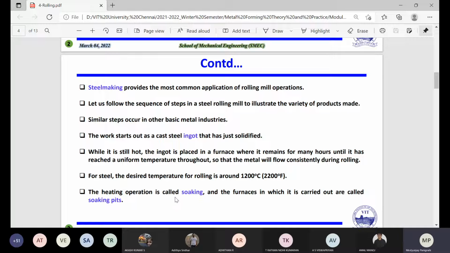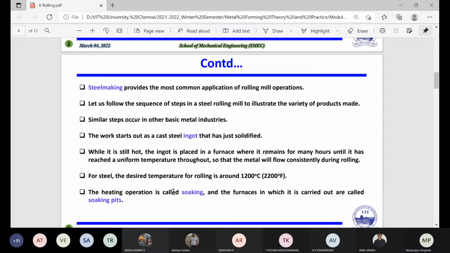Whatever ingot you are getting from the steel plant or from the steel making furnace, you put it in the furnace, and that process is known as soaking. And the furnace in which it is carried out is called the soaking pit. Is it clear? So the operation is known as soaking, and the furnace where you do the soaking is known as the soaking pit. Fine?